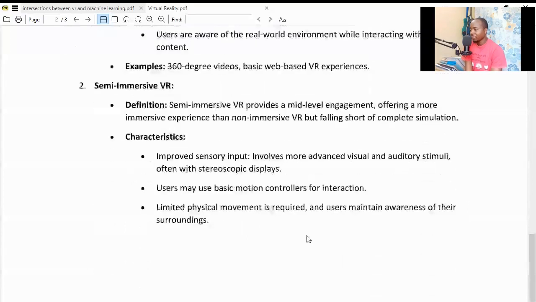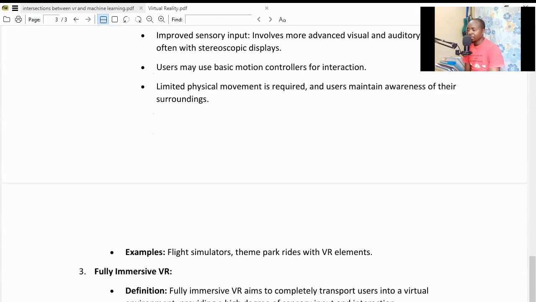Now, we also have semi-immersive virtual reality. So, semi-immersive virtual reality provides mid-level engagement, offering a more immersive experience than non-immersive virtual reality, but falling short of complete simulation. So there is no complete simulation. There is improved sensory input. Users may use basic motion to interact with the system. There's limited physical movement. So a good example is flight simulators, theme park rides with virtual reality.